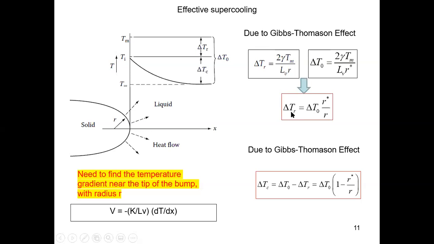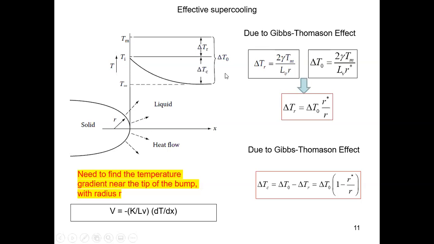And if we express delta R as this expression, now we can easily show that my delta C, which is the effective supercooling felt by the tip of finite radius, is only a portion of the theoretical supercooling imposed on the system, and the factor that gives that portion is 1 minus R star over R. Again, because R star is always smaller than R, we know this factor is always smaller than 1. And because the smallest R you can have for the system is R star, this factor is between 0 and 1. Does this make sense to everyone?